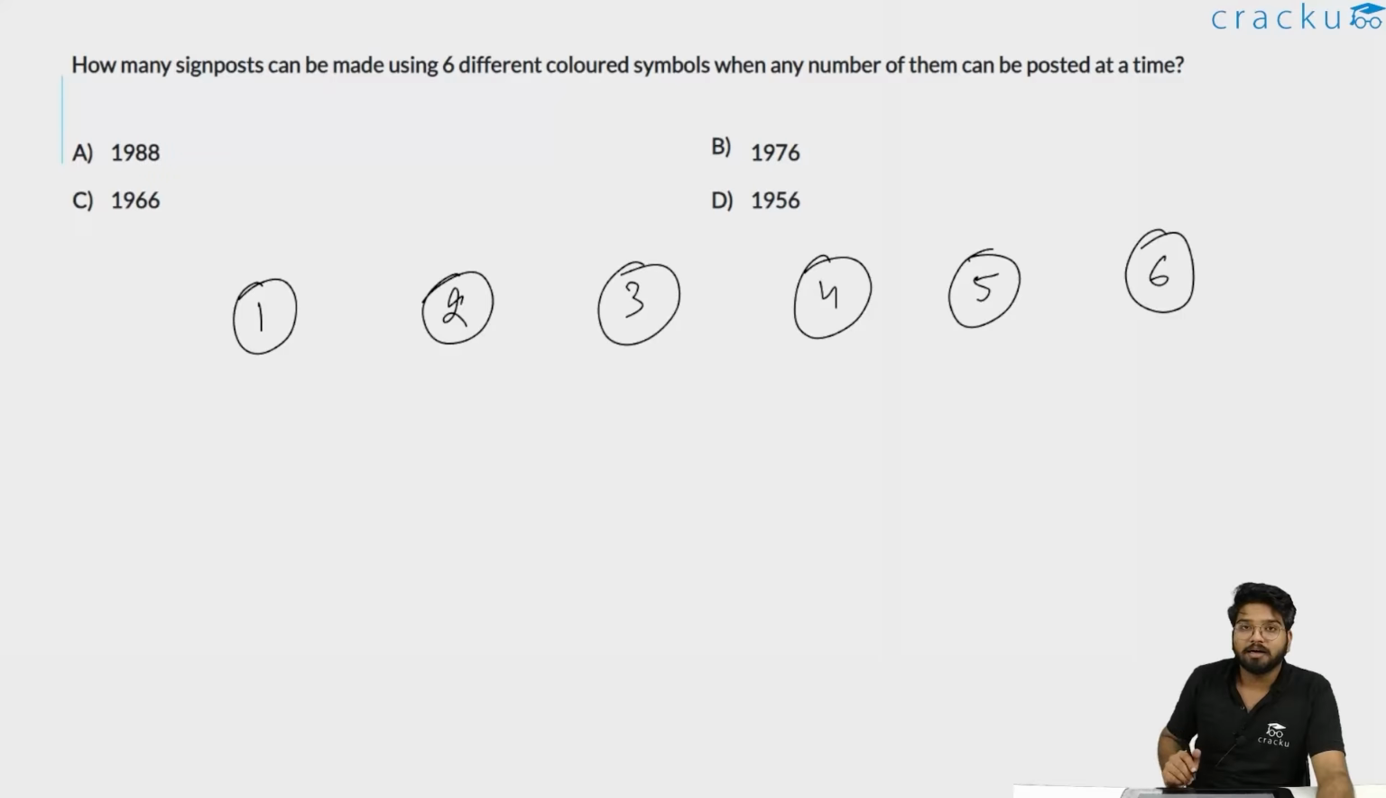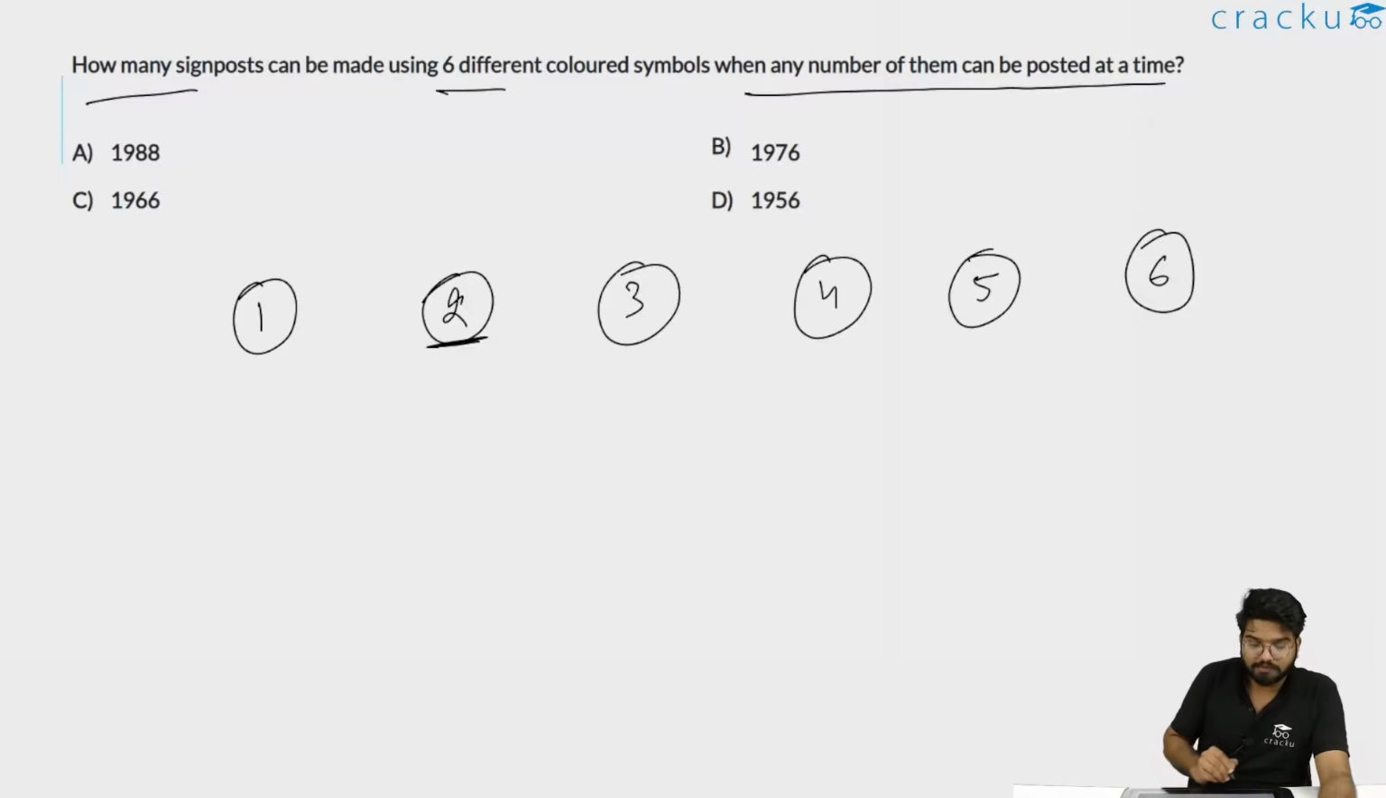We are given that we can make signposts when any number of them can be posted at a time. But understand that if I am making a signpost with 2 symbols, I can also arrange them, because of which one will come first and which will come second. Both of them will be a different signpost. So in this case, we will be using permutation.